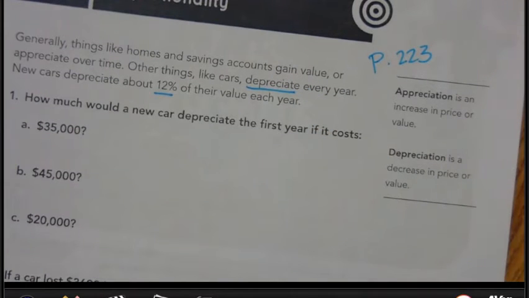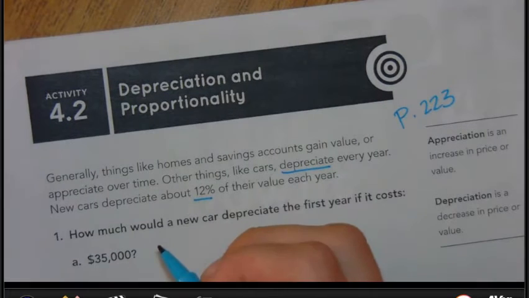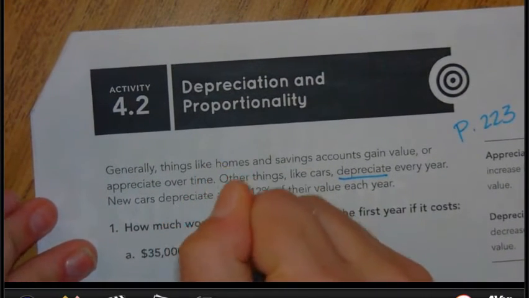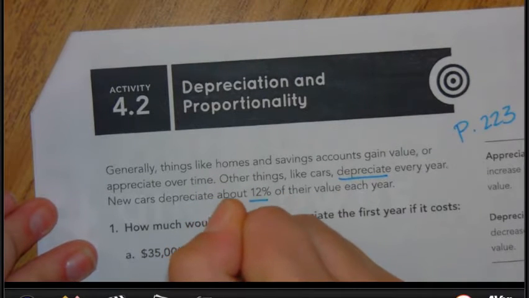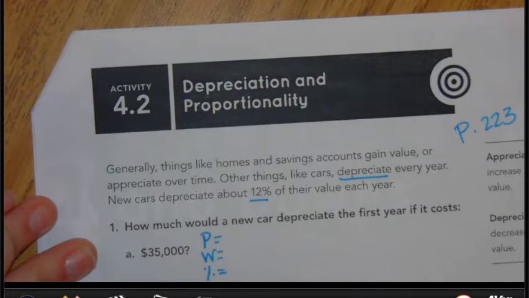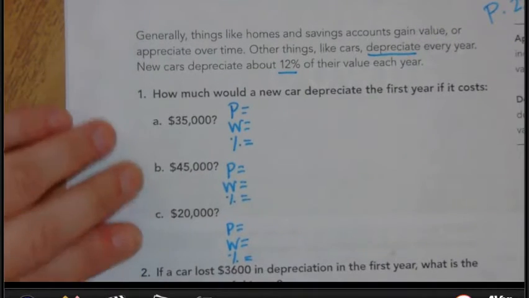All right. So I need to find how much would a new car depreciate the first year if it cost $35,000, $45,000, and $20,000. All right. So it looks like I have my total and I have my percent. I'm looking for my part. So I want you guys to pause this video for me. And I want you to take about 30 seconds and tell me what each of these things here is. What is my part, my whole, and my percent?